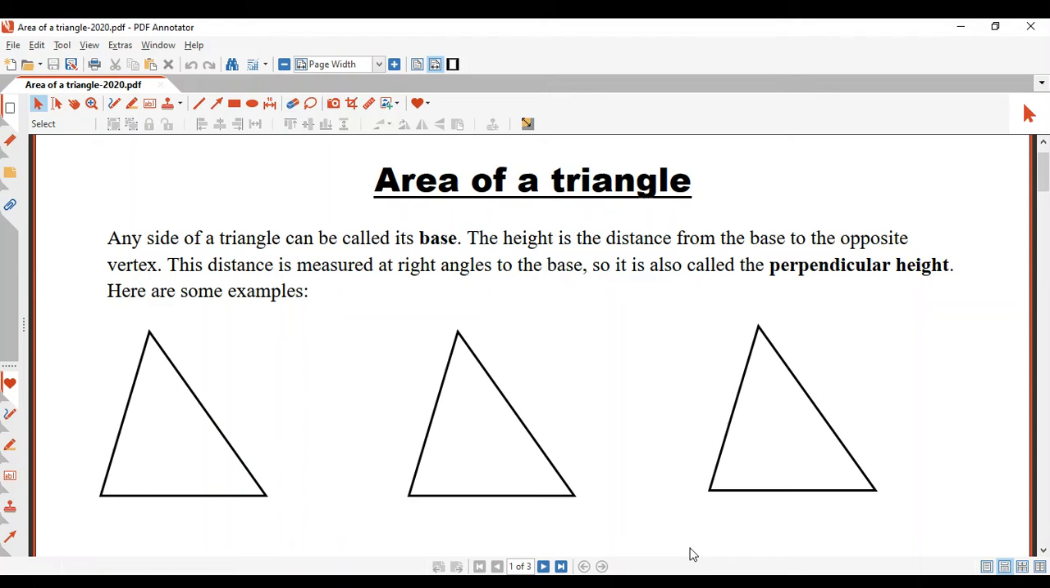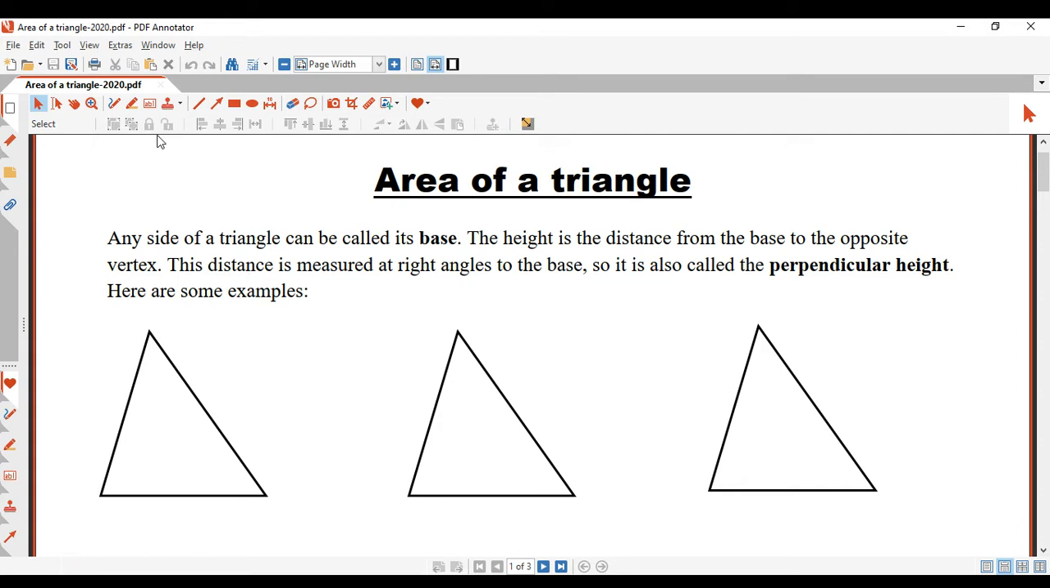Right, boys, we're going to look at area of a triangle today, and we're going to use something called the area of a parallelogram to prove the formula for the area of a triangle. But first, we must understand what the base and the height of a triangle actually are.